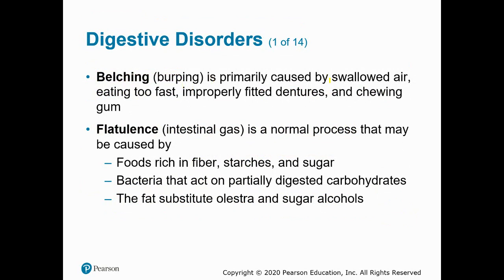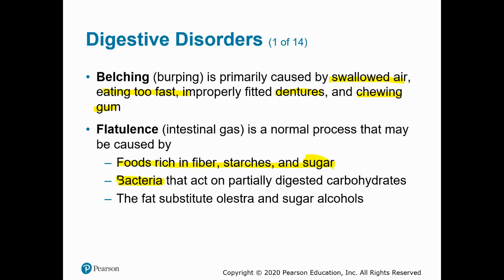Belching is burping, primarily caused by swallowed air, which usually happens from eating too fast. You might also swallow air if you're chewing gum, or if you have braces or dentures, which might also impair your ability to really chew and swallow well. Flatulence is gas. It's also a normal process. We might have more flatulence if we're eating more foods rich in fiber, starch, and sugar. Some of that flatulence is really normal, actually part of the bacterial fermentation of the fiber. But we can also have excessive and sometimes stinky flatulence, especially if we eat too much added sugar.